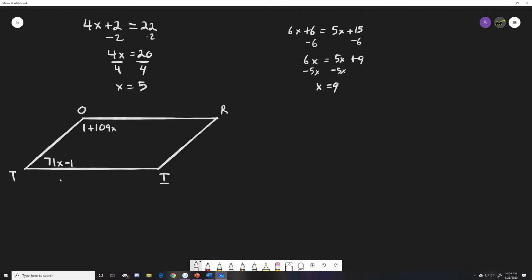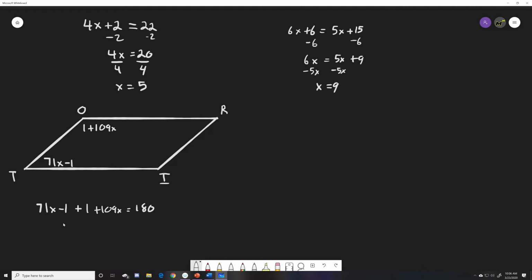And so this time they're not equal to each other, and just looking at the length, we have an obtuse angle and an acute angle. No way those are going to be the same. However, we do know they are supplementary. So we have 71x minus 1. Instead of writing equals, you're going to write plus 1 plus 109x. And all of this will be equal to 180.